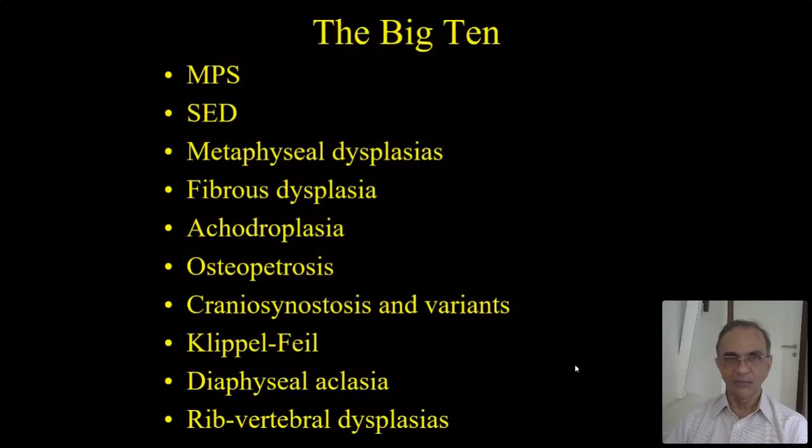MPS, look at hands, pointing on the base of the metacarpals. SED, spondyloepiphyseal dysplasia, same thing, everything looks the same, but the metacarpals are not pointed. Metaphyseal dysostosis, multiple metaphyses involved, lots of sclerosis, no brush border appearance, secondary abnormality of the epiphysis, dwarf, mentally normal, and so on and so forth. Fibrous dysplasia, ground glass appearance.